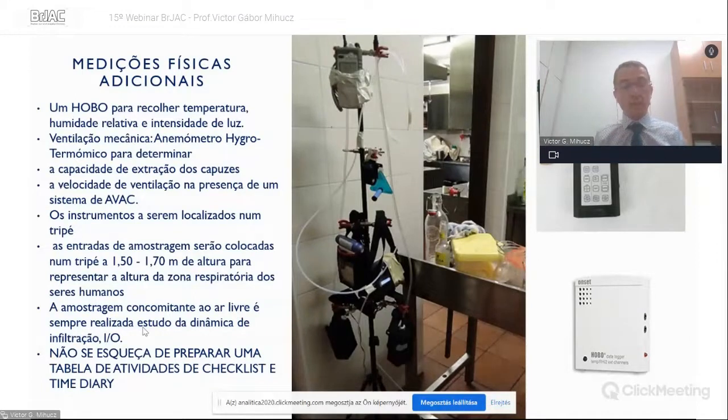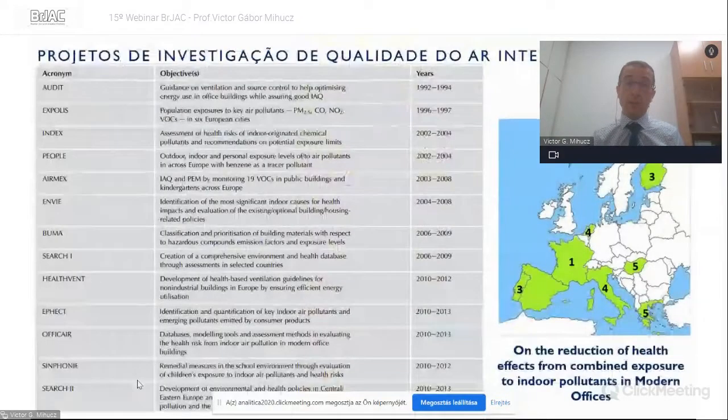Also during the sampling campaigns, we usually ask the volunteers who are present to keep a diary of their activities. And if you want to make things even more complicated, because I said at the beginning that indoor air quality always depends on the outdoor air quality, usually concomitant outdoor sampling of either PM or organic or gaseous inorganic pollutants should be performed. Usually indoor-outdoor ratios are also calculated.